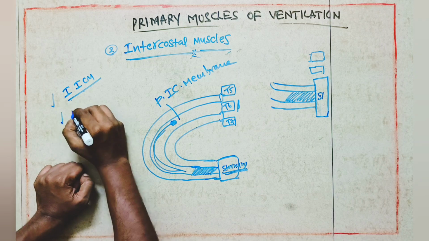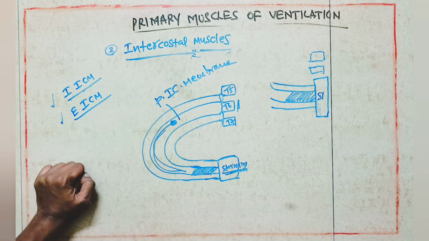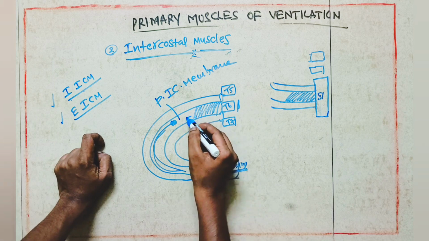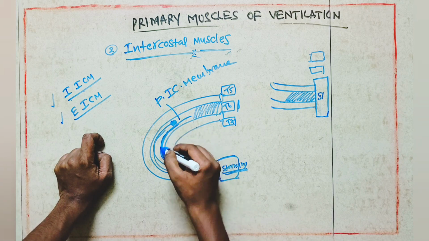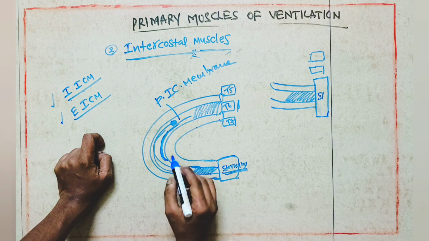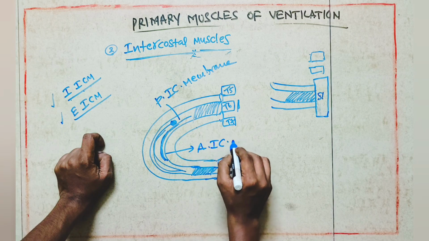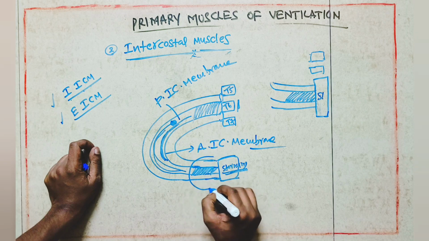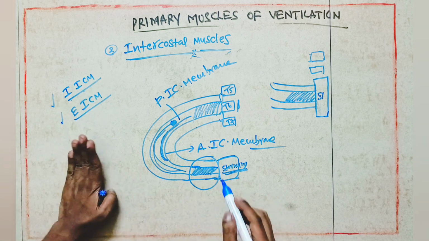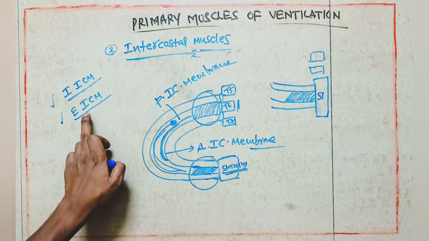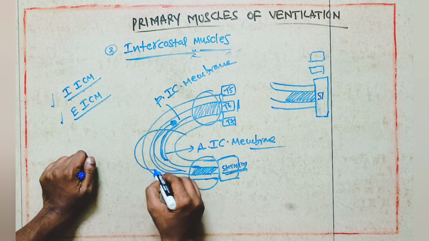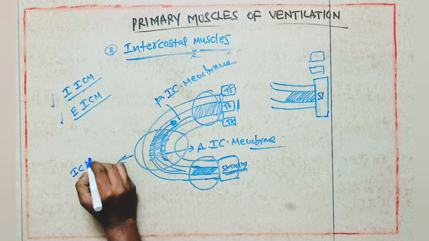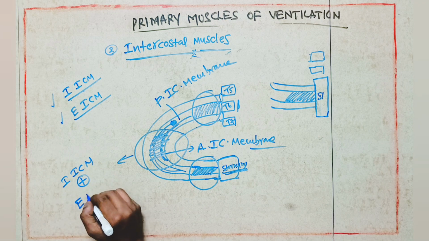Now we will see external intercostal muscles. These muscles are going to start posteriorly, then run through the curve of the rib, and anteriorly these external intercostal muscles will become the anterior intercostal membrane. So the point is, anteriorly only internal intercostal muscles will be present, and posteriorly only external intercostal muscles will be present. At the curvatures of the ribs, laterally, we will have both internal intercostal muscles and external intercostal muscles.